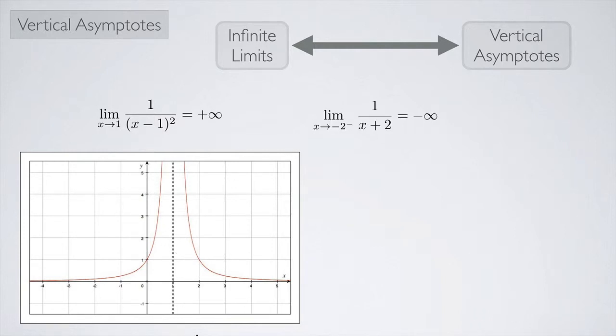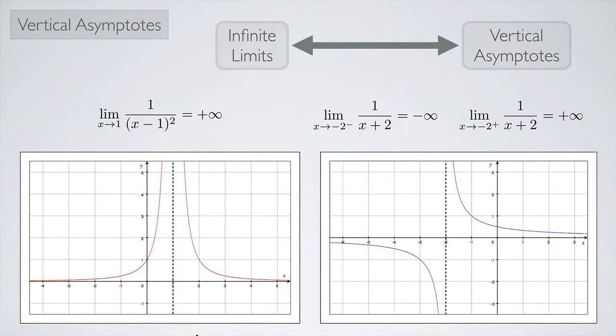If we look at the limit of 1 over x plus 2 as x approaches negative 2, both from the left and from the right, from the left we see that it decreases without bound, and from the right we see it increases without bound. And once again, we do have a vertical asymptote at negative 2 this time, and we see as we come in from the left, decreasing without bound, as we come in from the right, increasing without bound, and there's a vertical asymptote. So there is a connection here, and let's look at the definition of a vertical asymptote, and that will make the connection explicit.